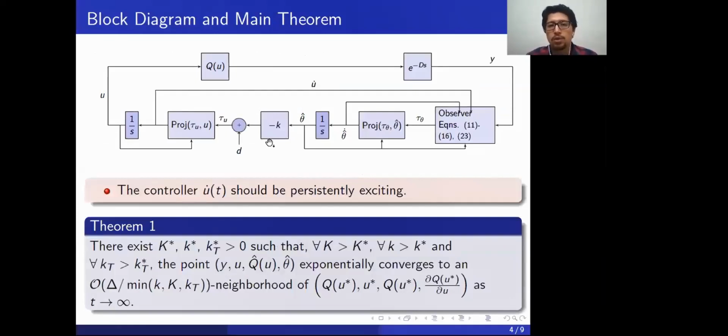A schematic of the closed-loop system is given in this figure. We measure this unknown function with a delay, and the output signal is used in this adaptive observer, which gives us the estimation of the gradient, theta hat. Multiplication of this theta hat by controller gain k plus d constitutes our controller u dot, and we obtain u. This jitter signal should guarantee the persistent excitation of the controller. Our theorem 1 says that our closed loop system exponentially converges to a small neighborhood of the optimum point.